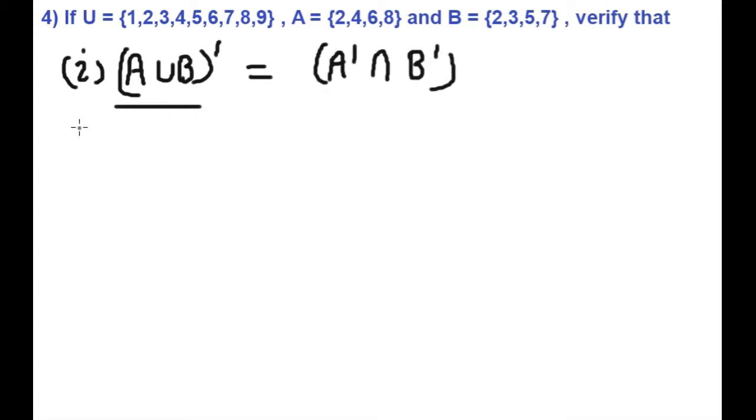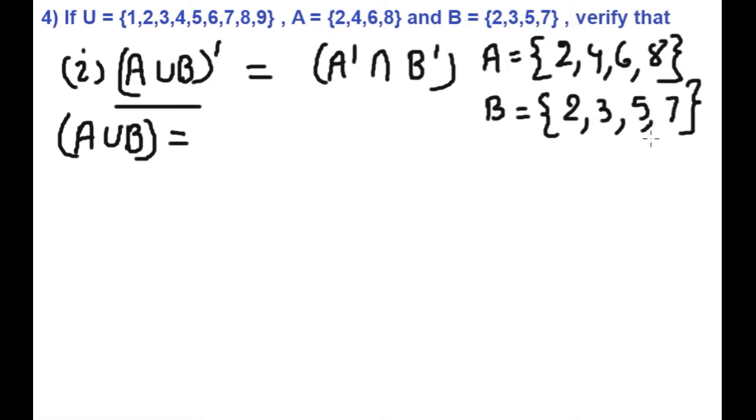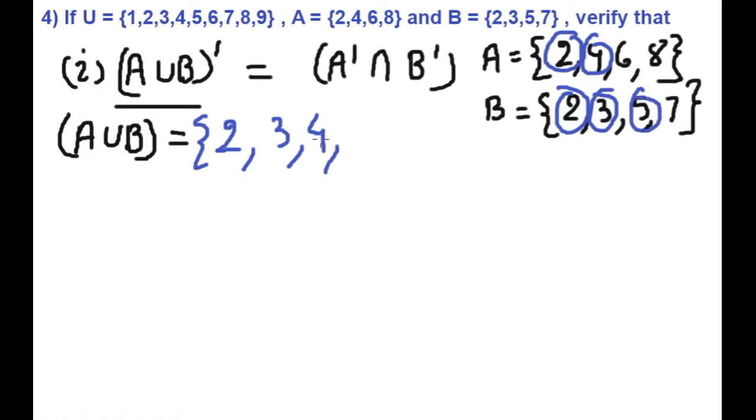First of all, we will find A union B. For A union B, set A is equal to {2, 4, 6, 8} and set B is equal to {2, 3, 5, 7}. Union means we have to write every element one time. 2 is there 2 times, but we will write only 1 time. 2, 3, 4, 5, 6, 7, 8.